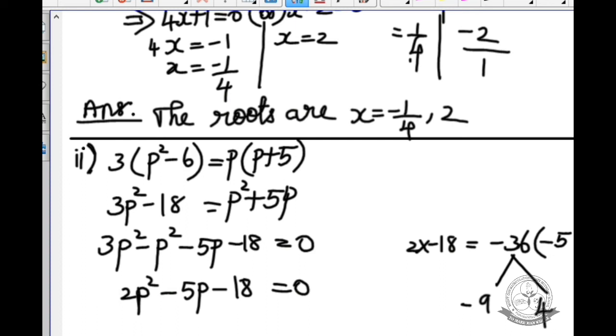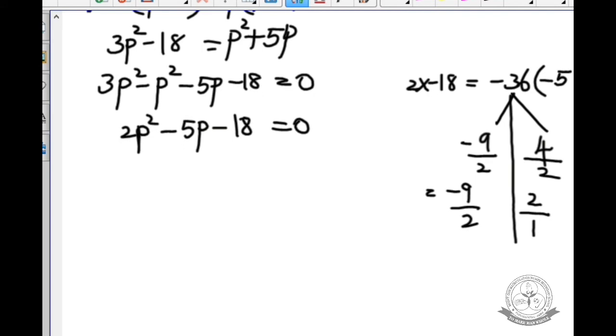Now the coefficient of p squared is 2, so divide it by 2. That is equal to minus 9 by 2. This side the answer will be 2 by 1. It is a quadratic equation in the variable p, so we need the denominator and the variable. The first factor has denominator 2, so 2 into p, 2p, numerator minus 9. For the next factor, denominator is 1, 1 into p, numerator is plus 2, equal to 0.